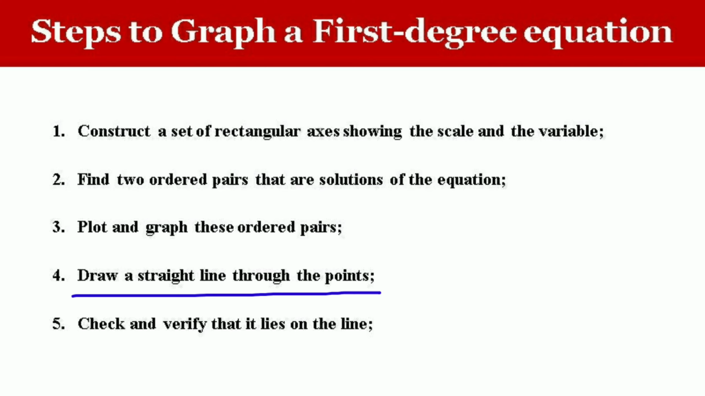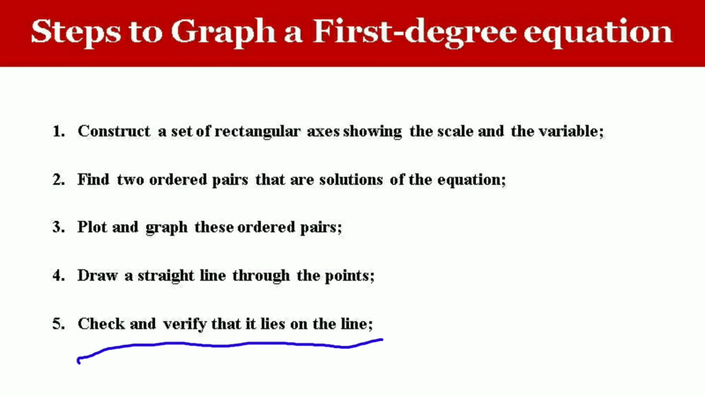Either the collection of the plotted points or the freehand curve is called the graph of a function. And finally, check and verify that the points lie on the line. So these are the various steps to graph a first degree equation.